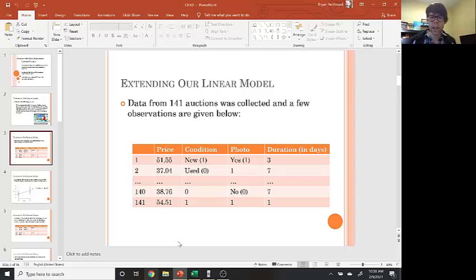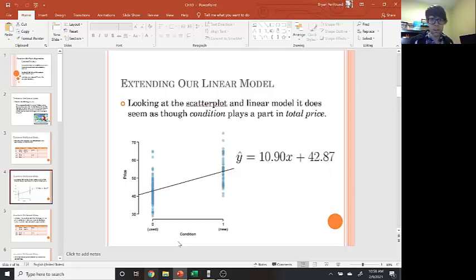So specifically looking at just the price and condition data, we could go ahead and create a line of best fit model. Using, let's say, Microsoft Excel, for example, we get the following linear model: 10.9x plus 42.87. So it does seem as though condition does play a part in the total price. In other words, I expect to see an increase of about $10.90 if the cartridge is a new cartridge.